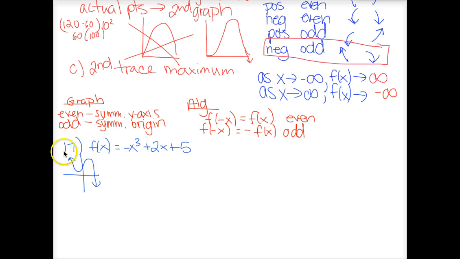Some people have trouble with symmetric about the origin. So again, if you turned your paper 180 degrees, would it still look the exact same as this one? Well, if I turned this 180 degrees upside down, the arrows are still going to be going the same direction. However, it's going to be below the axis instead of above, and so that's not going to work. So it's not symmetric about the origin.